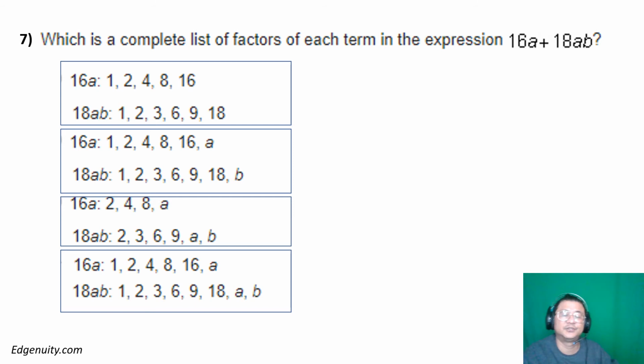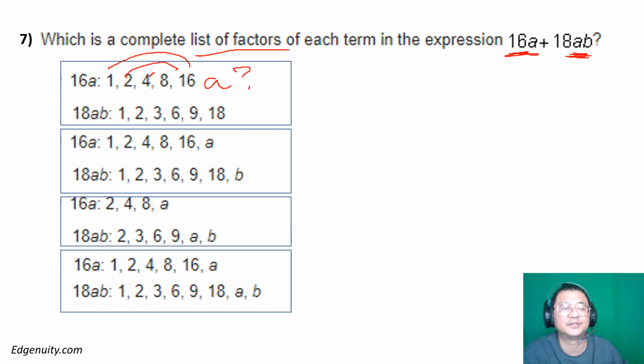Now let's try the Edgenuity lessons. Okay, what is a complete list of factors in the 16a and 18ab? 16 is 1 times, okay, look at this. They're all the factors of 16, but where's the a? It's missing, so not you. This is okay, 1 times 16, 2, okay, a is there. How about for b? 1 times 18, 2 times 9, 3 times 6. I see a b, but where is the a? It's not listed.